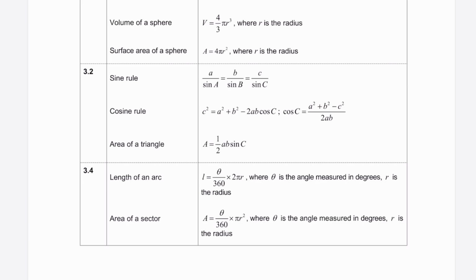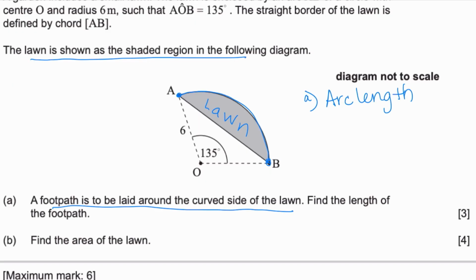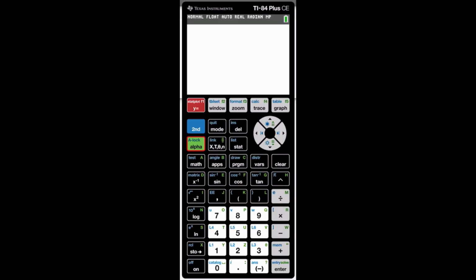It's amazing how, like I said before, the version of this test has a lot of geometry and trig in it. So the length of an arc and area of a sector, both formulas are in the formula packet. The arc length is theta over 360 times 2 pi r. So here L equals 135 degrees divided by 360 times 2 pi times the radius, which is 6. All of this goes straight into your calculator. You can put this as a fraction if you would like.